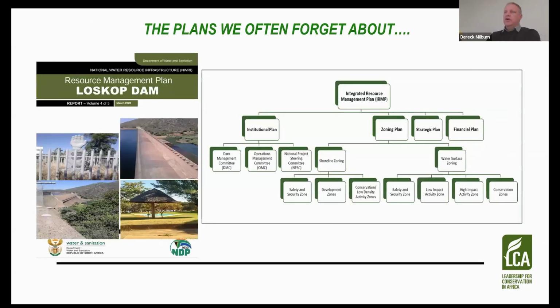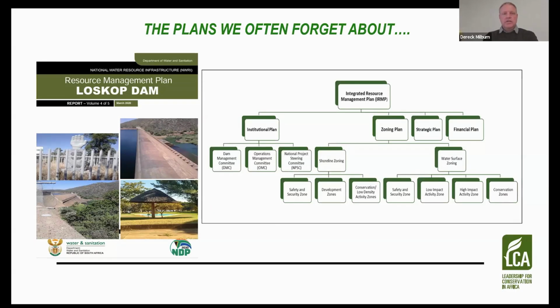However, very often planners forget about important processes that happen in parallel to integrated management planning and to reserve management plans, generally speaking. So in the case of Loskop, you've got the terrestrial environment where the reserve is, but you've also got the dam. And as any protected area needs an integrated management plan, any dam in the country also needs a resource management plan. So now you've got two planning processes running in parallel, but they definitely talk to each other.